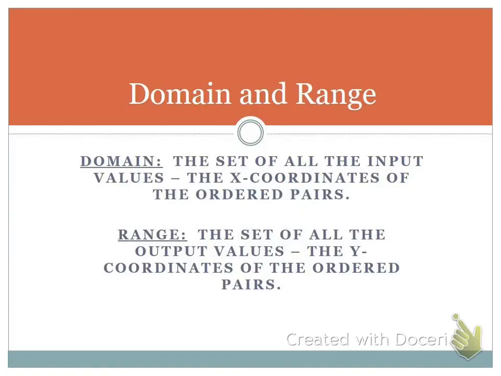For domain and range, the domain is the set of all input values. We also refer to them as the x-coordinates of the ordered pairs. The range is the set of all output values. Those are the y-coordinates of the ordered pairs.